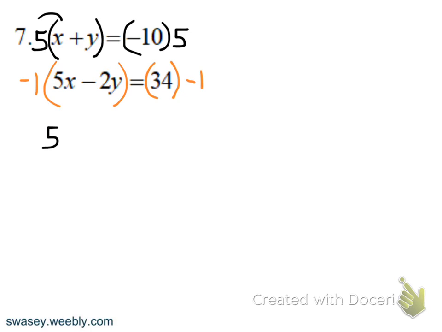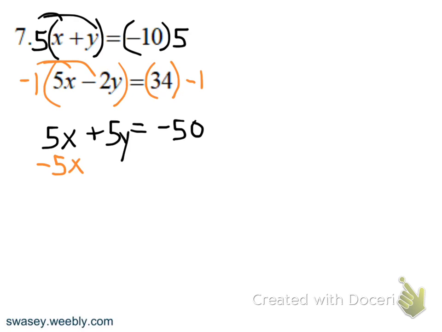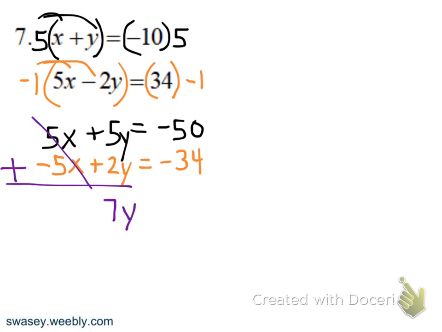Distributing your 5, we'll get 5 times x is 5x, 5 times y is 5y. Negative 10 times 5 is negative 50. Now we'll distribute our negative 1. We'll have negative 5x. Negative 1 times negative 2y is positive 2y. Negative 1 times 34 is negative 34. Now we're ready to add our equations together. The x's are eliminated. For the y's, we get 5y plus 2y, that's 7y. And then on the right side, negative 50 plus negative 34 is negative 84.